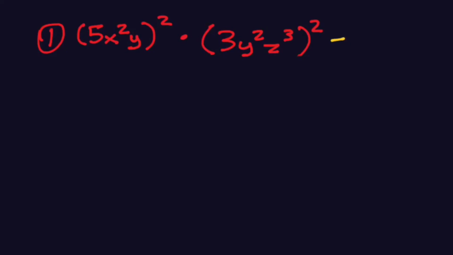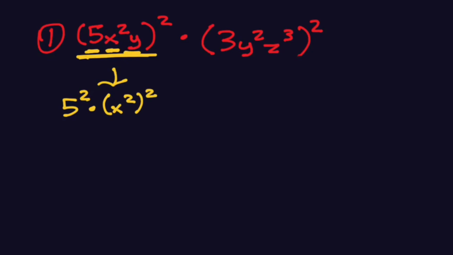Okay, so how we're going to start with this problem is we're just going to start by looking at (5x squared y) to the second power. We're going to look at all of these different things, and we're going to put them to the second power since they're all in the parentheses. So this is basically the same thing as 5 squared times x squared squared times y squared. So basically, the only thing we did is that we squared everything in the parentheses, because we're squaring it right here. So this is equal to this.